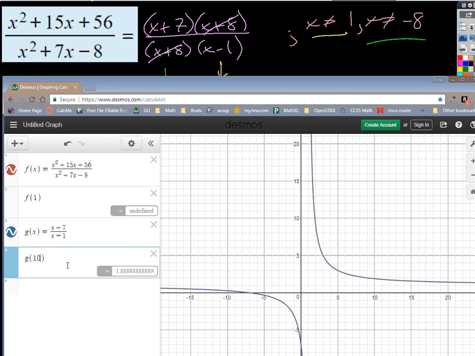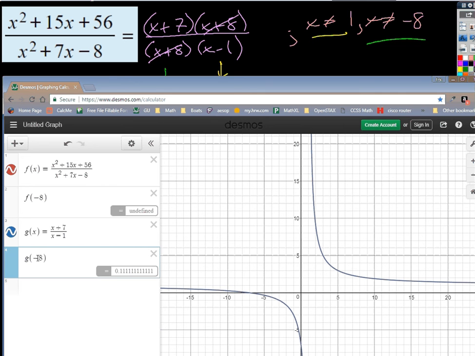Let's evaluate the bottom one at 1. What am I going to get? Should be undefined probably, right? Yep, it is. Okay, let's do negative 8. If I do the top one at negative 8, it's undefined, it should be. So the bottom one can be undefined? No, it's not, right? So what's the problem there?